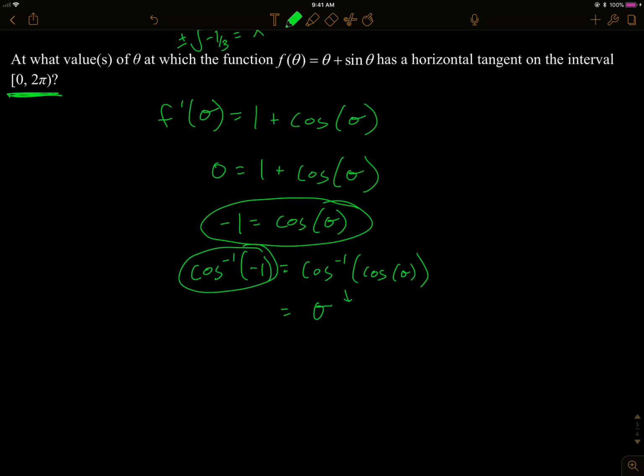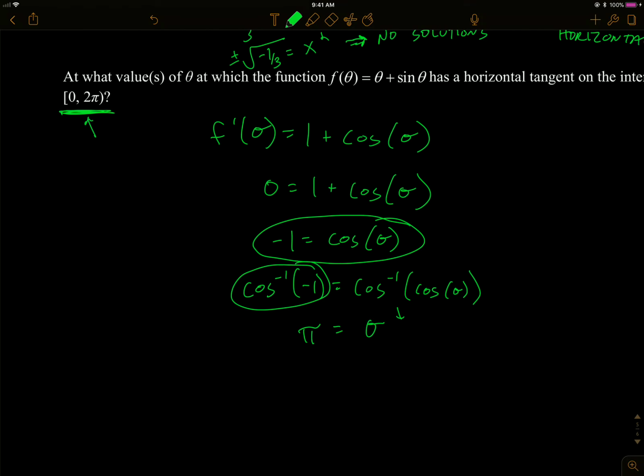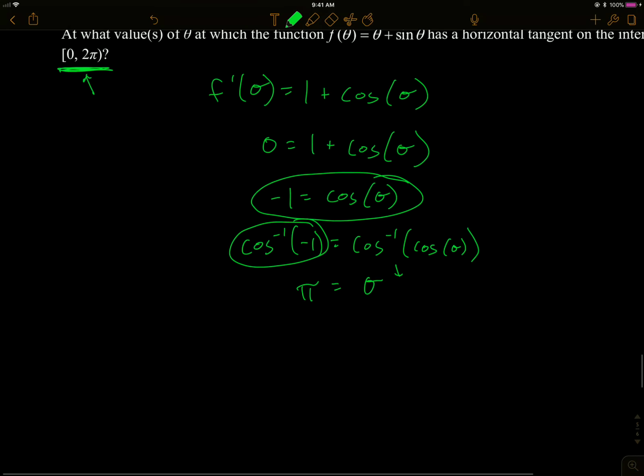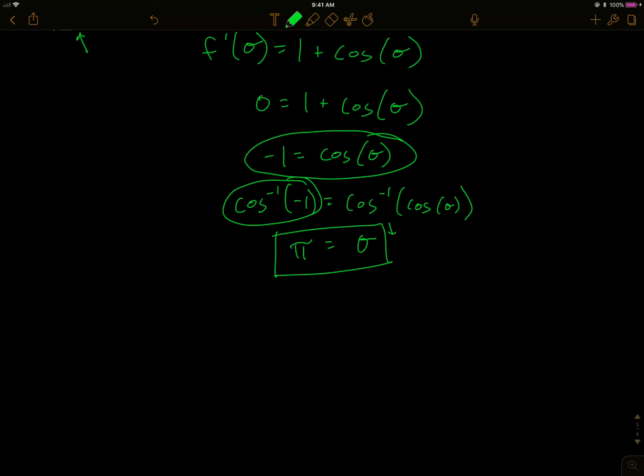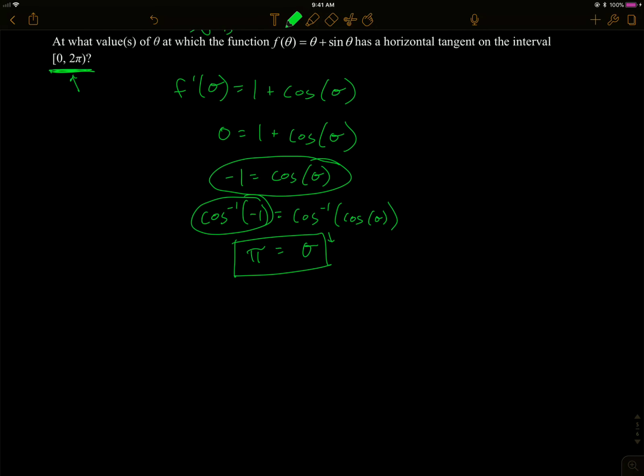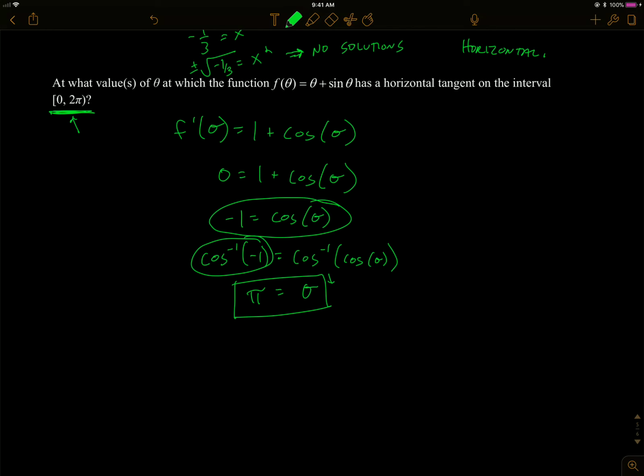So the angle that has a cosine value of negative 1 would be pi. And then it would happen again if we added another 2 pi to that, so at 3 pi, but 3 pi is outside that interval. So our answer is theta equals pi. So that is a spot on the graph where we have a horizontal tangent line.